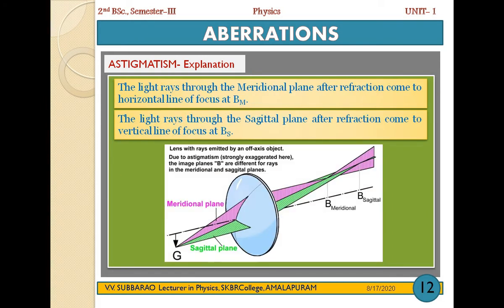The meridional and sagittal planes are geometrically shown here. This vertical plane is the meridional plane and this horizontal plane is the sagittal plane. The light rays incident on the meridional plane after refraction come to focus at the horizontal line at BM, and the light rays incident on the sagittal plane after refraction come to a vertical focus at BS.